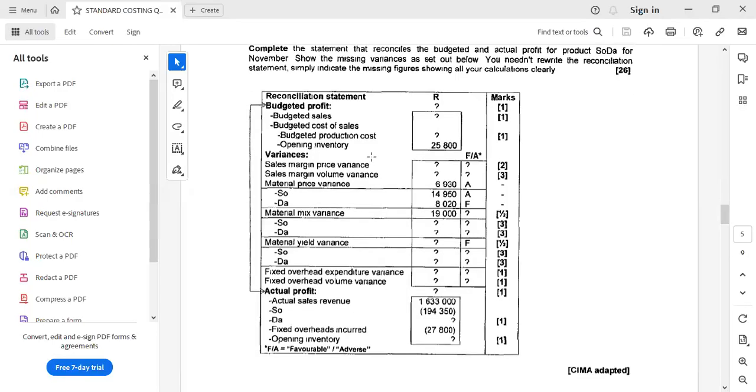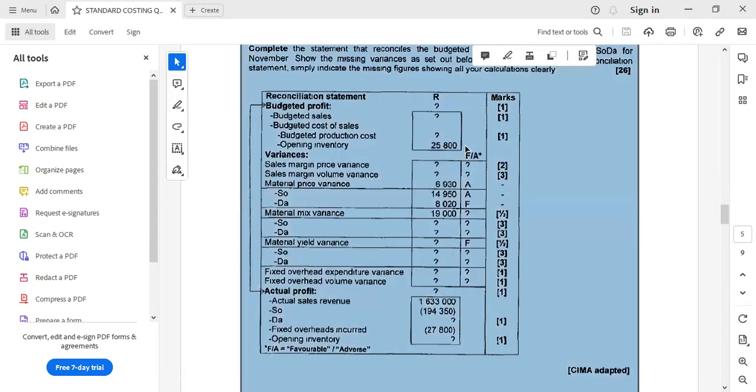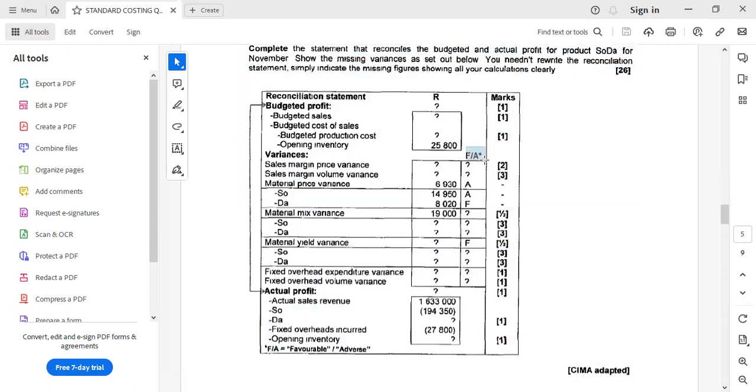Now, this budgeted profit is different to the actual profit because of variances. So now we have to calculate the variances here. In this column, you'll be showing the variance. Then you will show in this column whether it's favorable or adverse, an F or an A. Then in the first column, it's the amount.